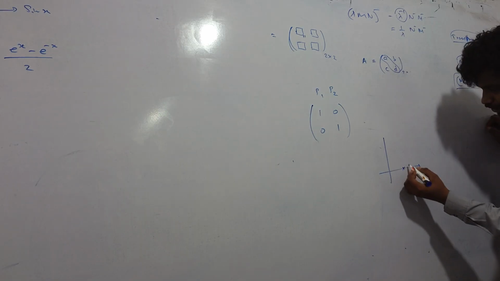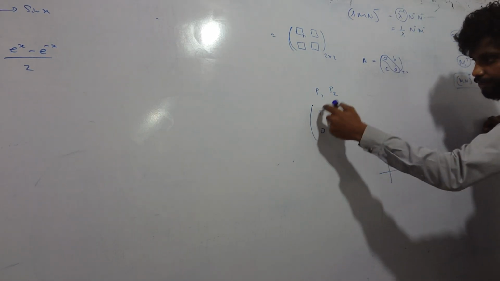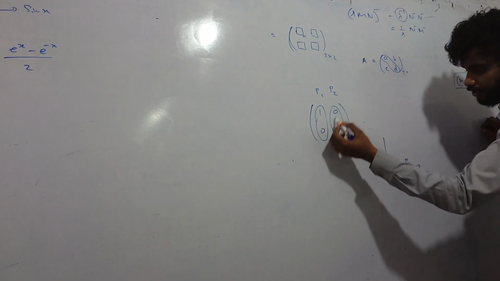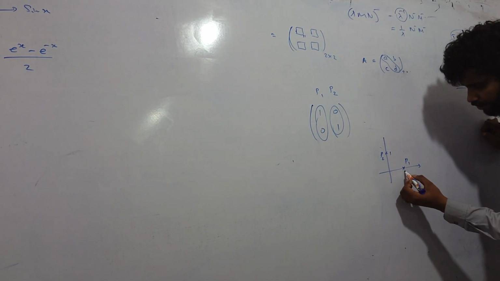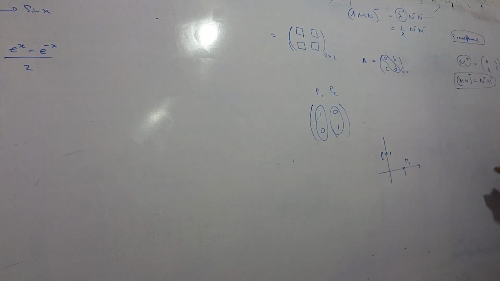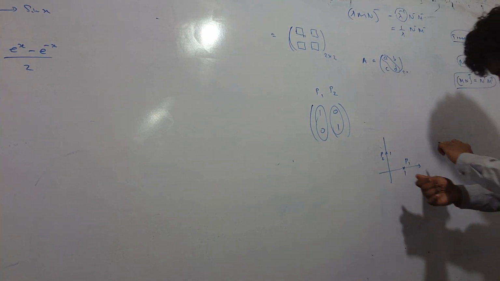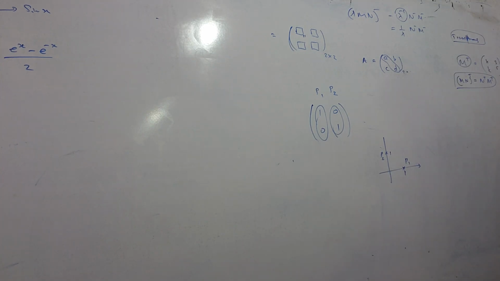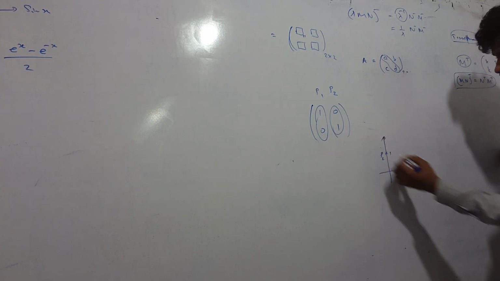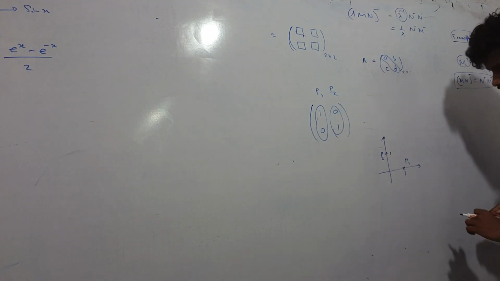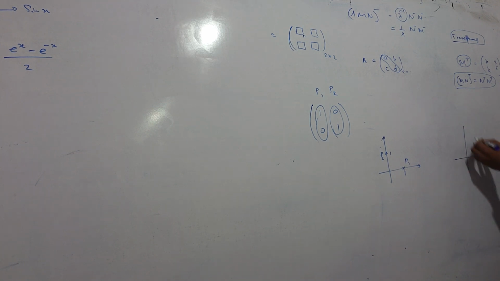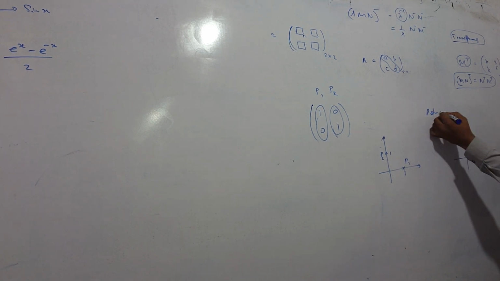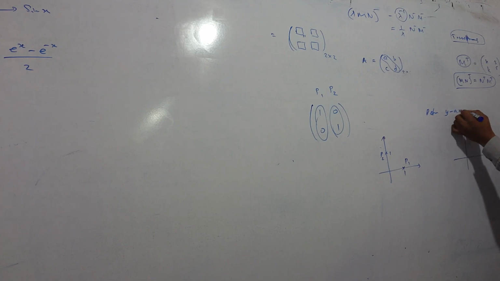This is 1, 0, this point, right? And this point is 0, 1, this is P2, right? P1 and P2, right? If you need to rotate it, of course, this is P1 and this is P2. Let's say it's a reflection. The reflection into the y axis, right? Reflection into the y axis.